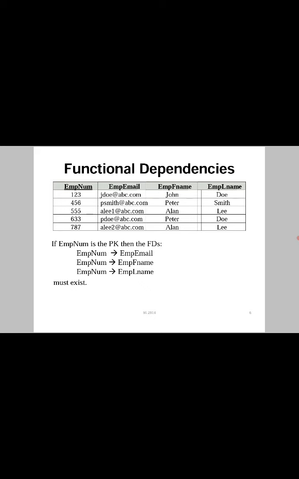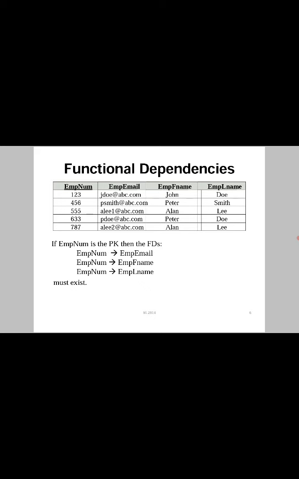Here, if employee number is the primary key, PK is primary key. What is the primary key? A primary key is set so that it should be unique. It should not have any duplicate values, and it doesn't support any null values or blank values. So if employee number is the primary key, then the FDs, functional dependencies, are as follows.